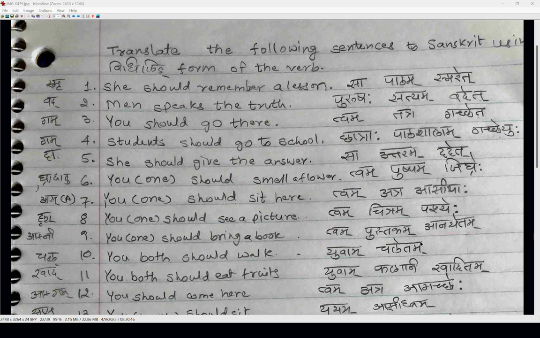Okay. The next one. You both should walk. Yuvam chaletam. You both should eat fruits. Yuvam falani khaditam. Khaditam.